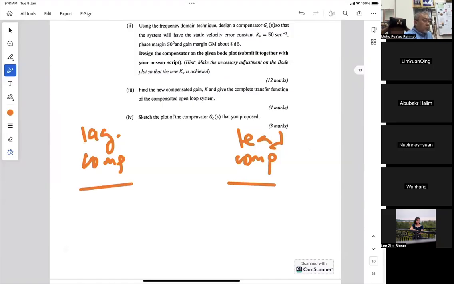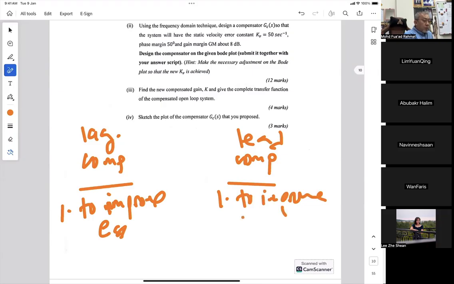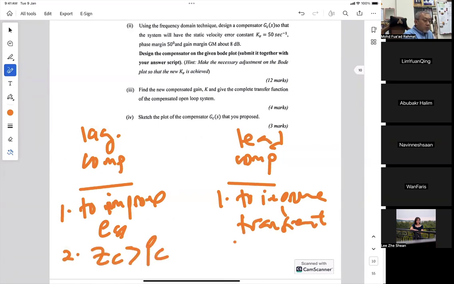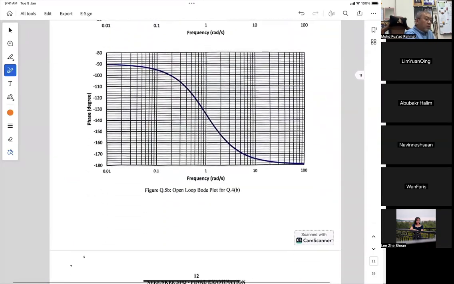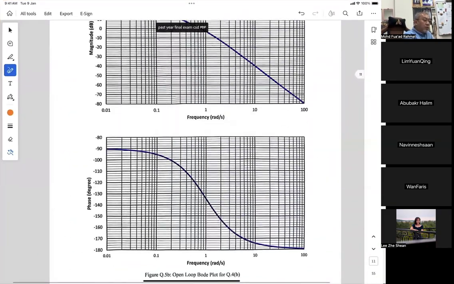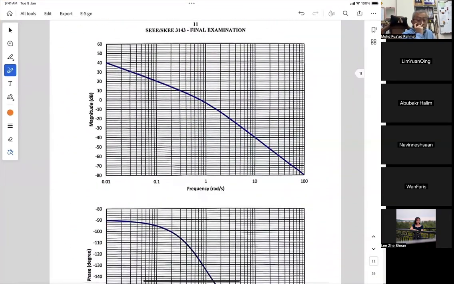Number one, lag compensator to improve ESS. Lead to improve transient. For the lag compensator, ZC is greater than PC. For this one, ZC is less than PC. This is a simple one, and the details you can find from the book.